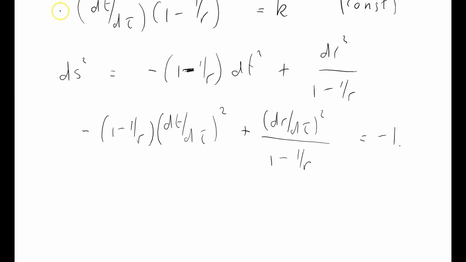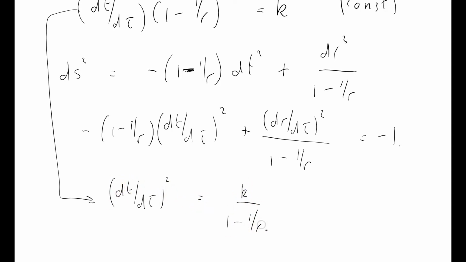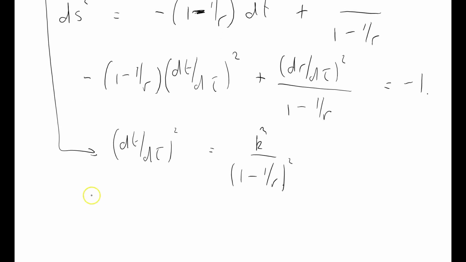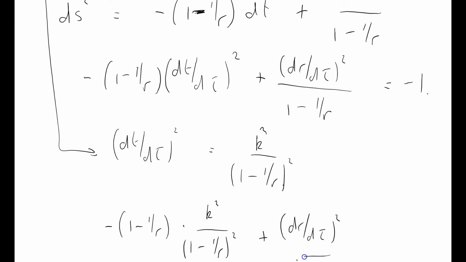Now, what I'm going to do is use this equation here to give me an expression for dt by d tau squared, which equals k over 1 minus 1 over r. Sorry, that should be all squared. And so I can just substitute in this equation here. So that gives me minus 1 minus 1 over r times k squared over 1 minus 1 over r all squared, plus dr by d tau squared over 1 minus 1 over r equals minus 1.